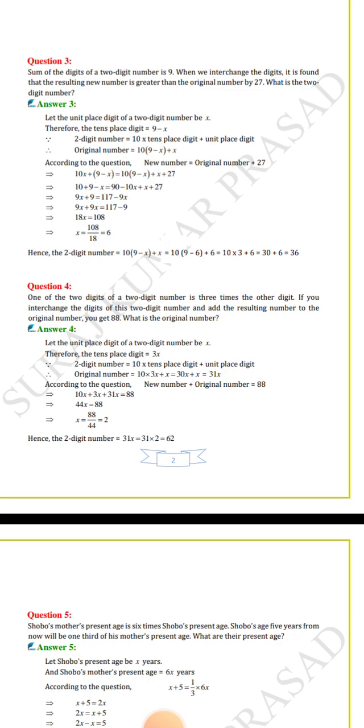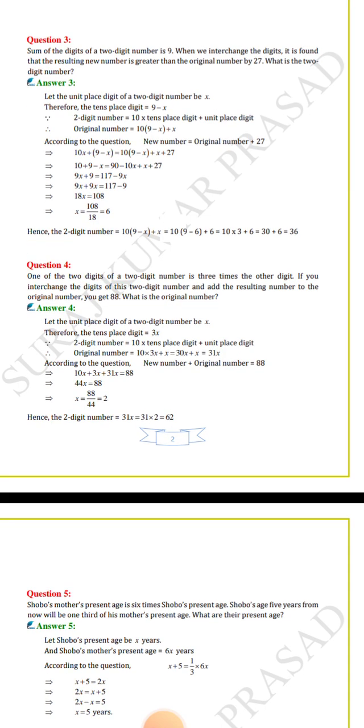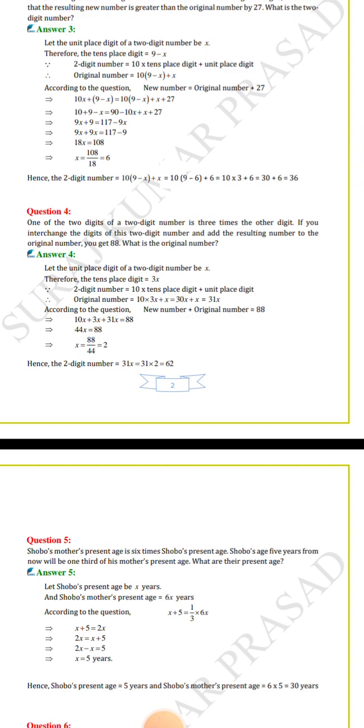Hence, two-digit number equals 10 into tens place digit plus unit place digit. Therefore, original number equals 10 into 3x plus x, which is 30x plus x, which is 31x. According to the question, new number plus original number is 88. So 10x plus 3x plus 31x is equal to 88. So we can get 44x equals 88. Then x is equal to 88 by 44, and the answer is 2. Hence, the two-digit number 31x is equal to 31 into 2 equals 62.